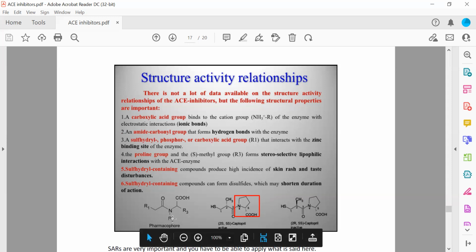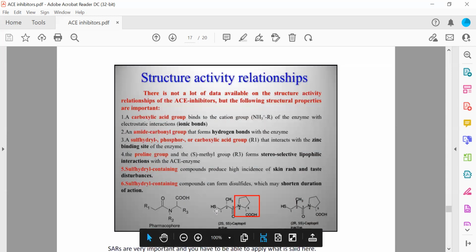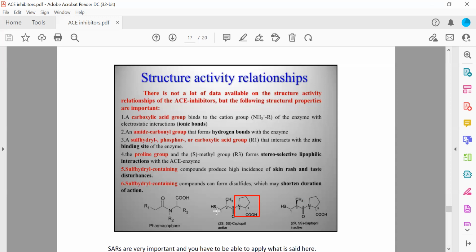Then also, for instance, for captopril, you will note we have the sulfhydryl containing functional group. And this sulfhydryl group is known to produce a high incidence of skin rash and taste disturbances, as well as the sulfhydryl group can cause a shorter duration of action of the drug, so it shortens the half-life. So if you want a quick acting and short acting ACE inhibitor, then you can use captopril.